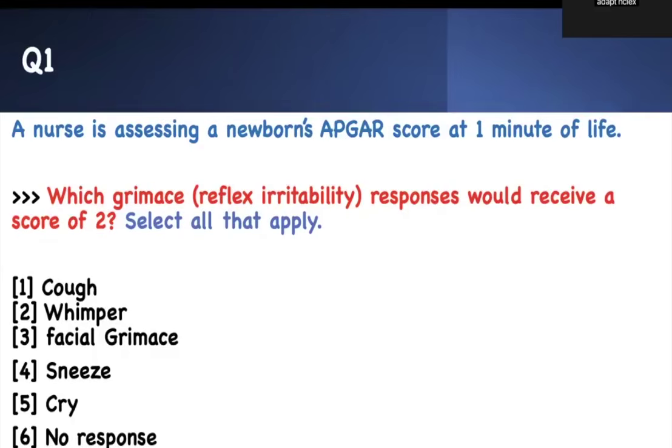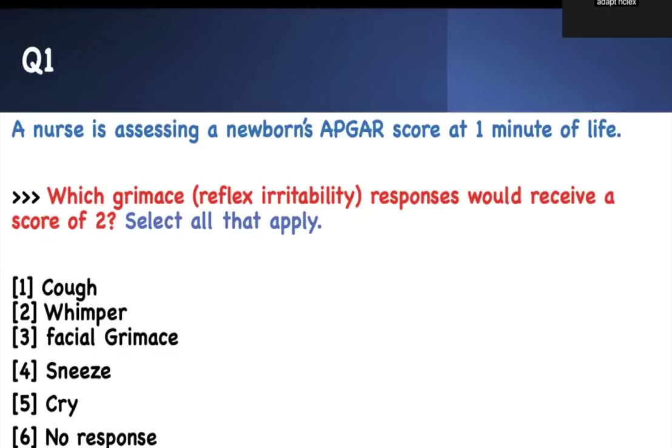Look at it. If you're coughing, yeah, your glossopharyngeal is doing its job. If you're wimpy, no way. Facial grimace, that means you're not moving that much. If you're sneezing, that requires multiple cranial nerves with good reflexes. Crying, same thing. No response, of course, you get 0. But these are key facts they will put in a question, and I'm giving it to you. Pay attention, write about them.